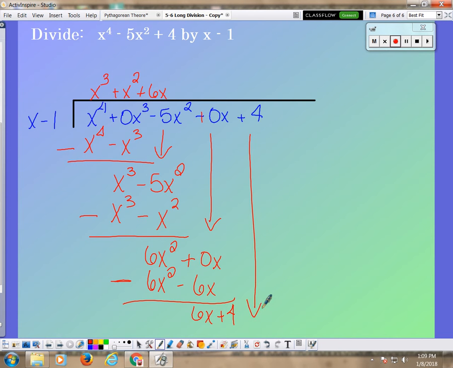I bring down the 4. Wait a minute. Oh, I already brought down the 4. Sorry, ladies and gentlemen, I've brought it down. What do I need to multiply by? A plus 6. So this becomes 6x minus 6. When I subtract, I end up with a remainder of 10. So my answer is x cubed plus x squared plus 6x plus 6 with a remainder of plus 10 over x minus 1. So ladies and gentlemen, that's how you do that.